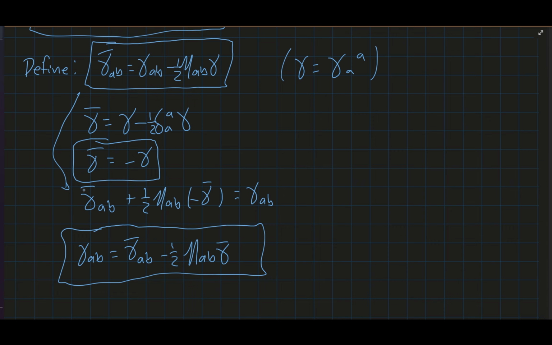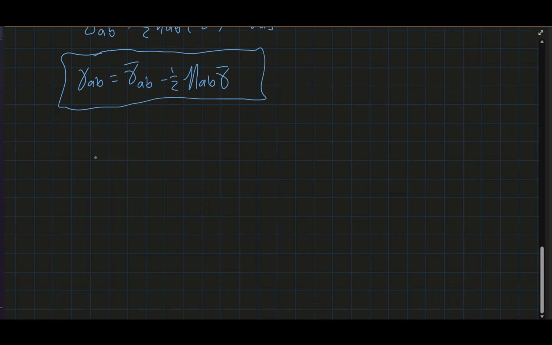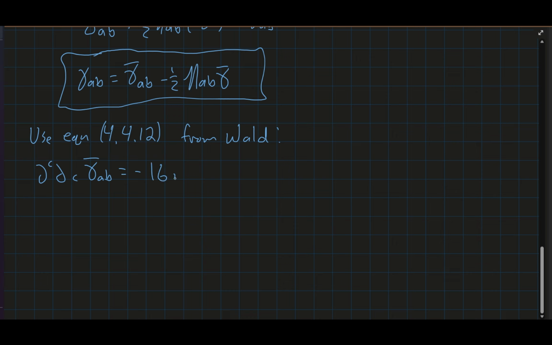Okay, and we're in a spot now to start solving the problem. So let's use an equation from Wald, equation 4.4.12. This tells us that del C on gamma bar AB is minus 16 pi times the stress energy tensor.